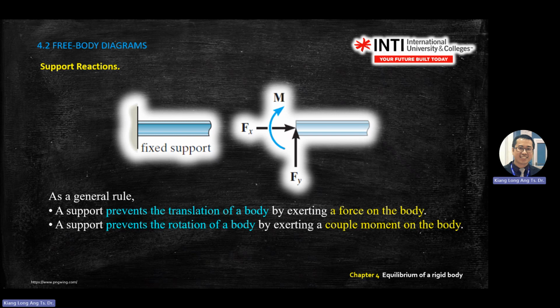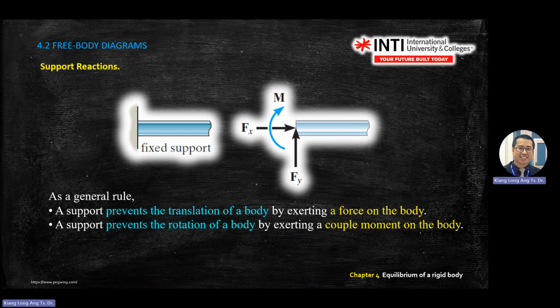You imagine what the object cannot do. This object cannot turn or move. It cannot turn clockwise or anti-clockwise. So there's a moment there. And the blue arrow here, the moment is free. You can draw it clockwise or anti-clockwise.